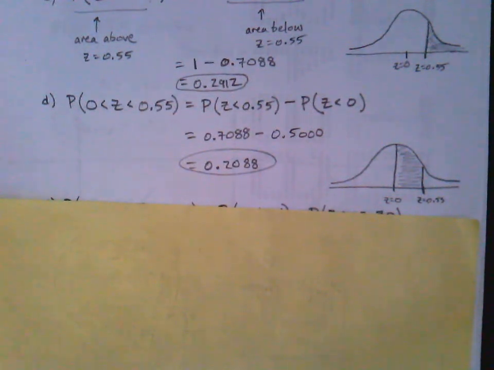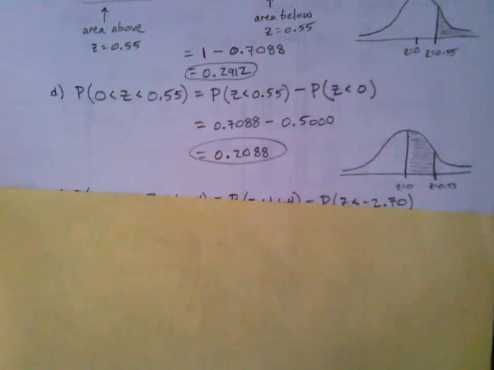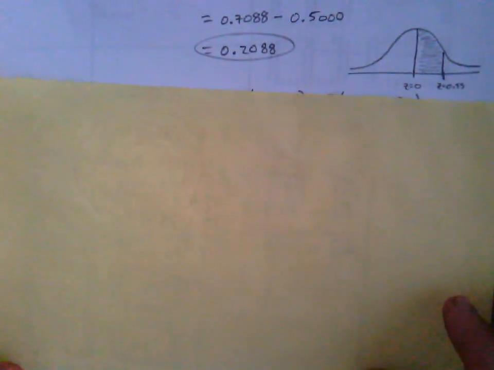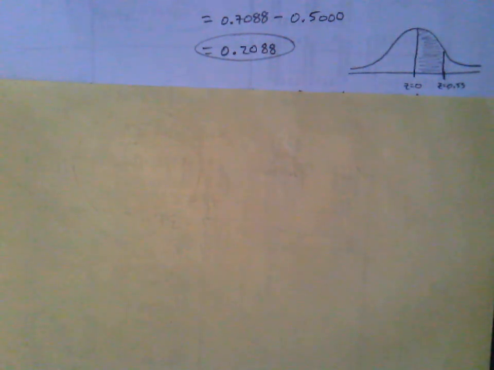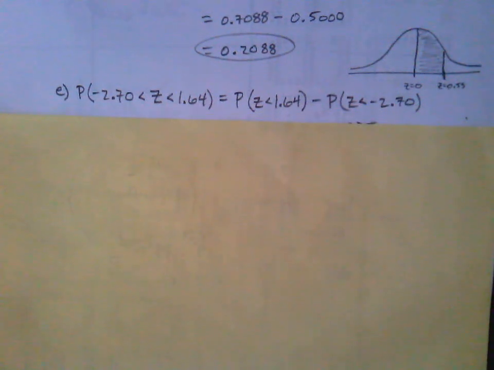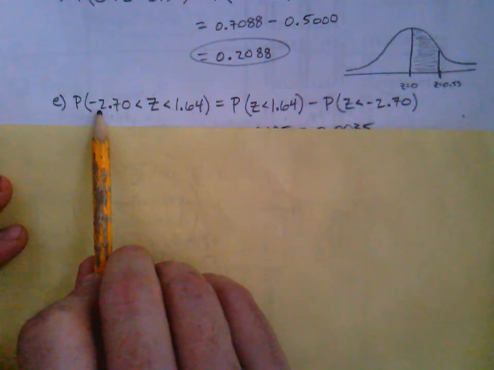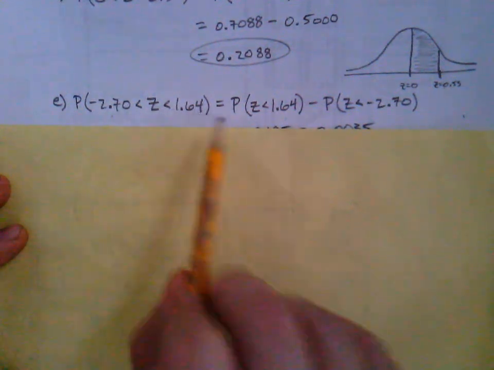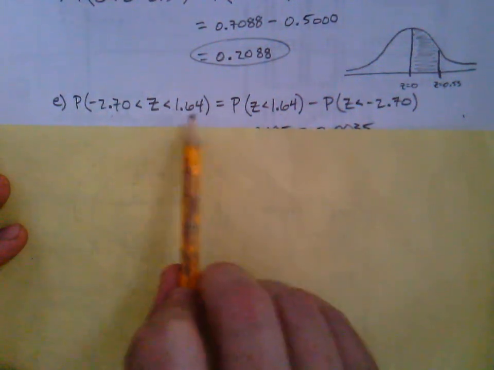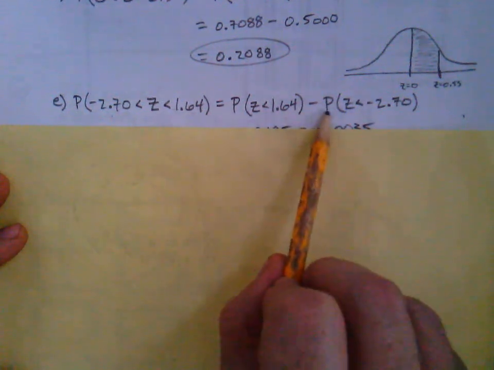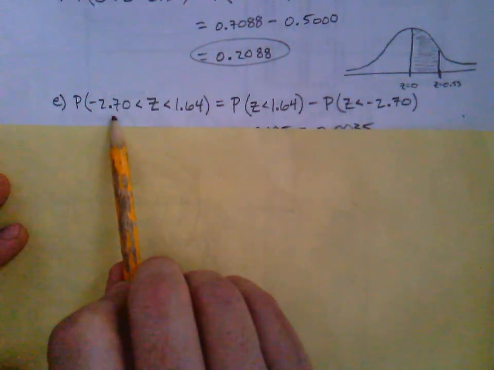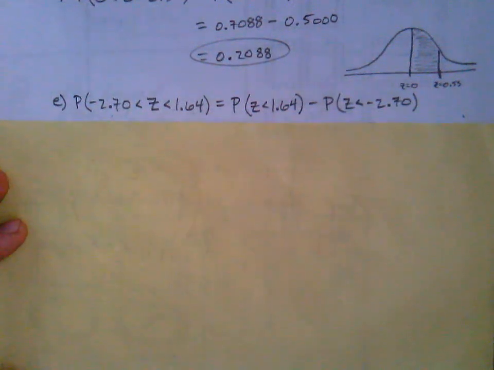Okay, finally, part E. We've got another between, but some other numbers now. So the probability that negative 2.70 is less than z is less than 1.64. We're going to take the same approach. Negative 2.70 less than z less than 1.64. We'll find the probability that z is less than the bigger one, 1.64. Subtract the probability that z is less than the smaller one, negative 2.70. And we'll get our answer this way. Okay, well, we'll have to look both of these up.